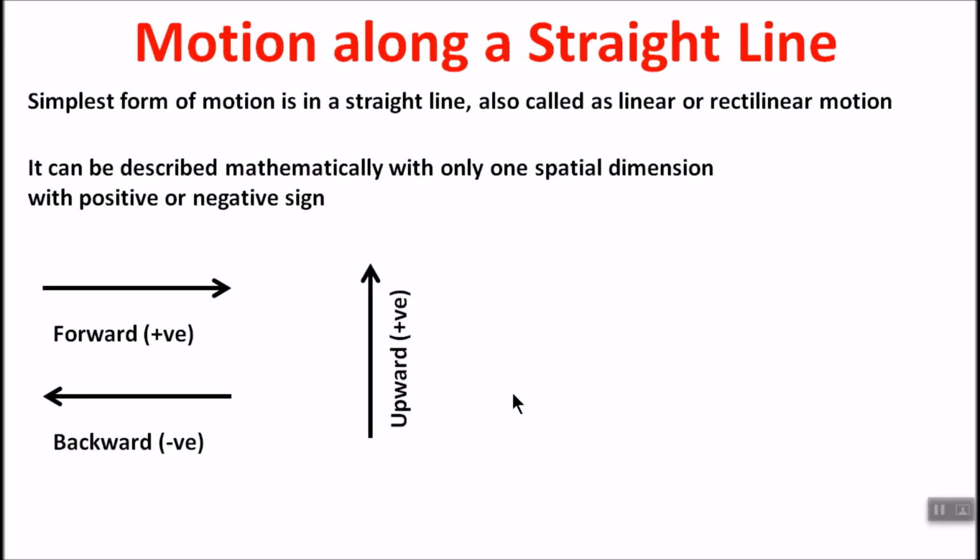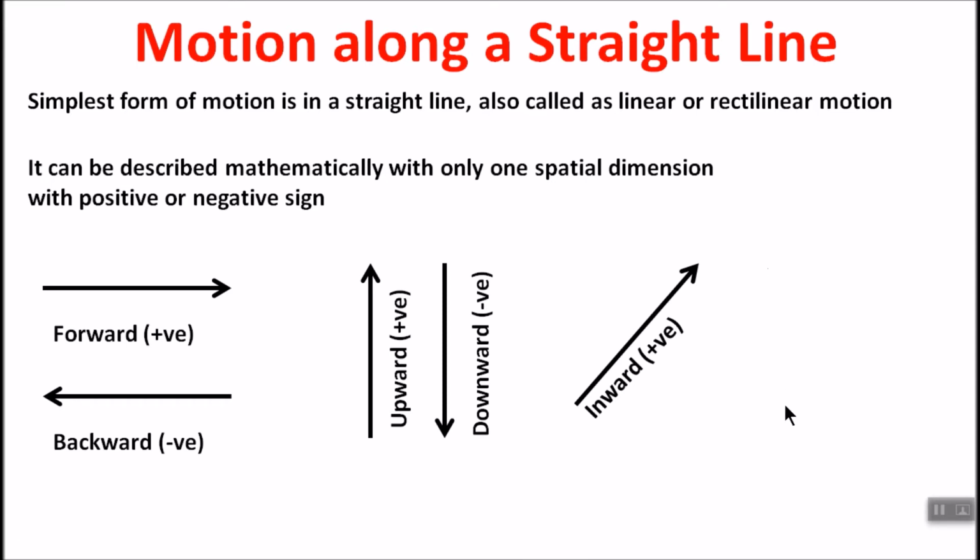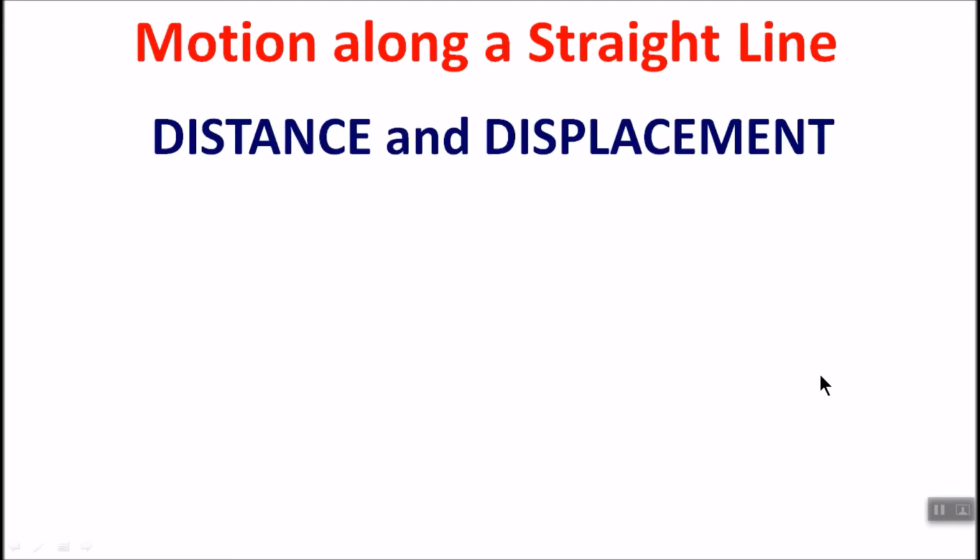Similarly, one dimensional motion can be upward, taking it as positive, and downward, taking it as a negative sign. Also it can be inwards, into the plane of your computer screen or mobile screen, and outwards, taking a negative direction for this. So this is how motion along a straight line is described.